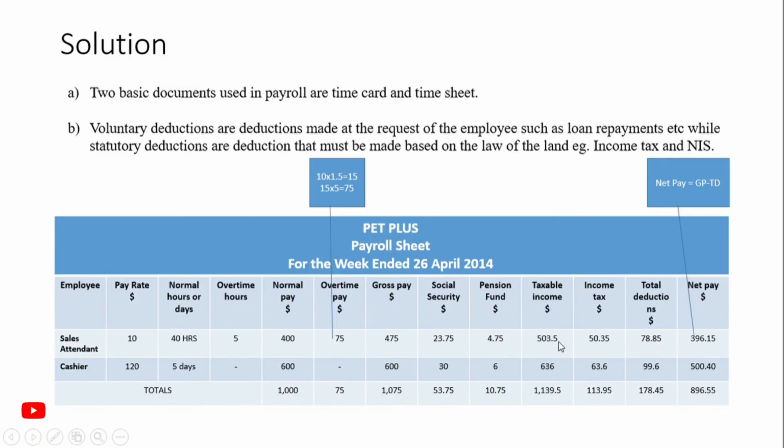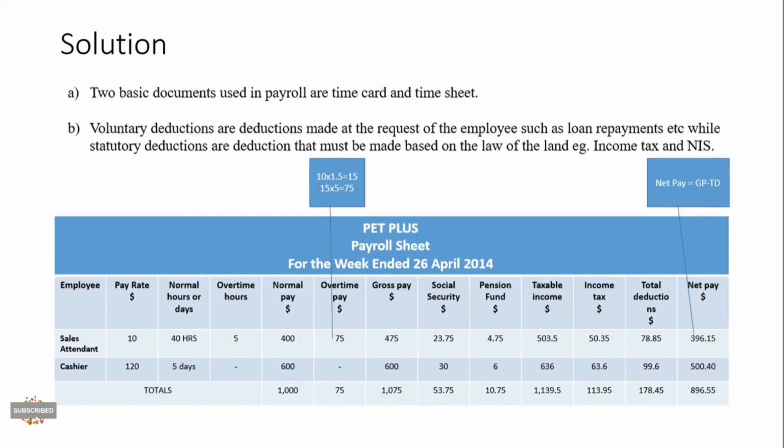Now the taxable income, right? Because the Social Security and the pension fund, as stated in the question, were tax deductible, we have to add them, right? So we add the gross pay plus the Social Security plus the pension to get the taxable income. In some countries, depending on their tax laws, some employees may be exempt from paying certain taxes, right? So a part of their income would not be taxable, and so this becomes relevant here for us to know that this part of the income is actually taxable.